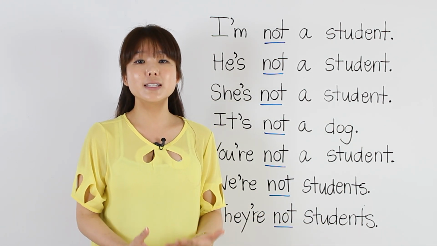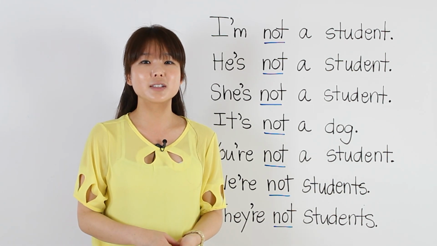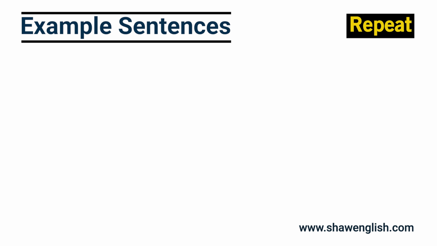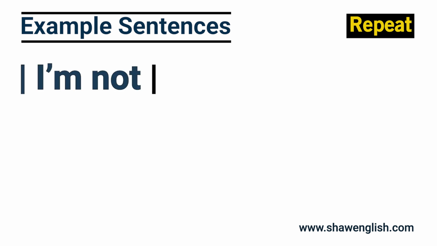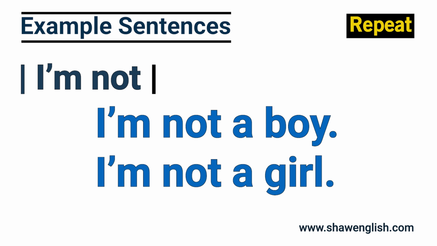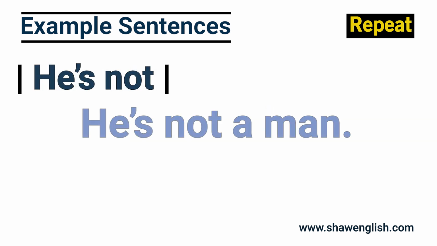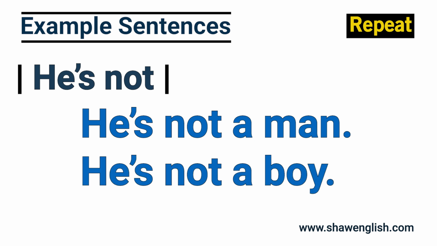Okay, we're going to look at some more examples. I want you to listen carefully and repeat after the examples. Let's start with the first one. I'm not. I'm not a boy. I'm not a girl. He's not. He's not a man. He's not a boy.